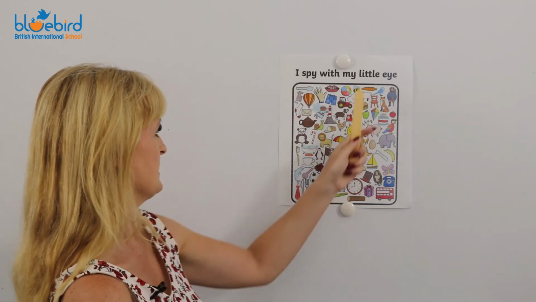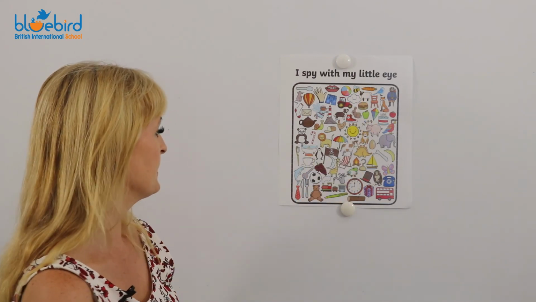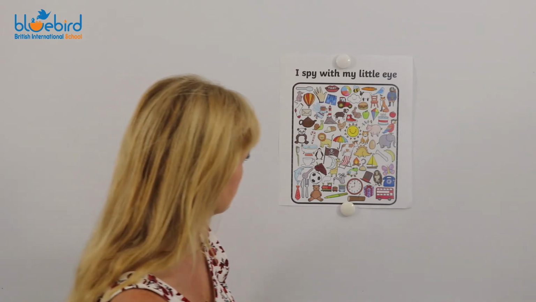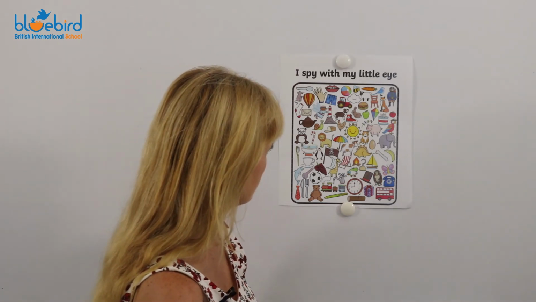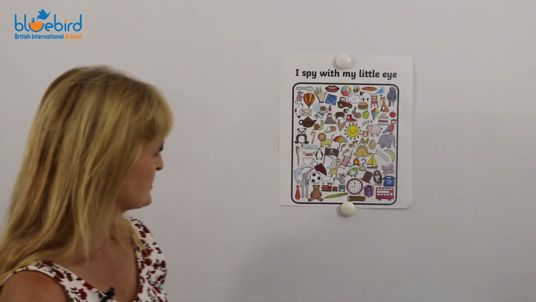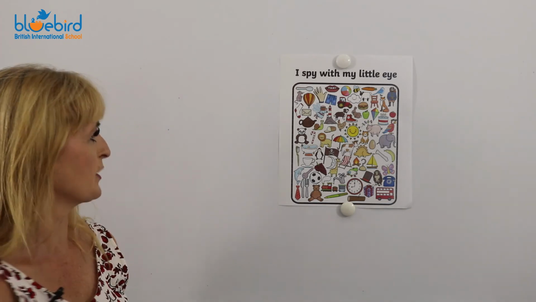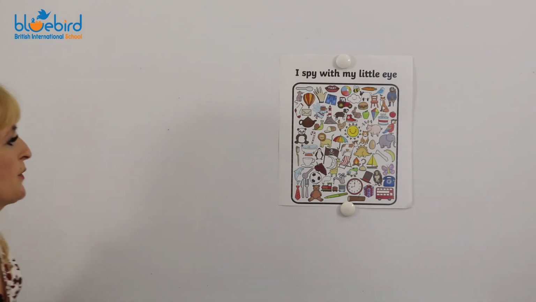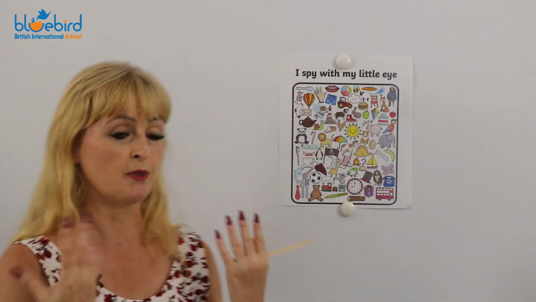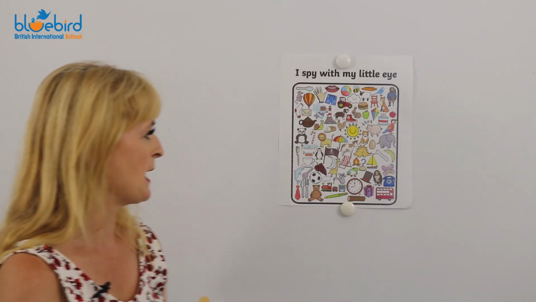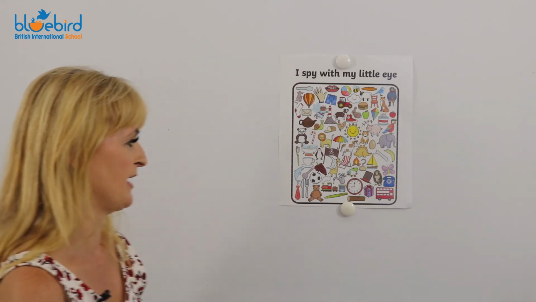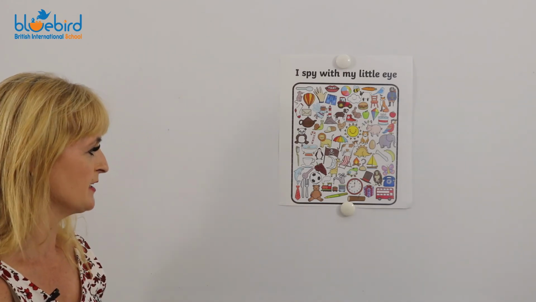Okay, so there's lots of other things beginning with ka. Like I can see carrot, cup. Let's see, can I see anything else beginning with ka? But there are lots of things beginning with ka. Okay, let's do a new one. Okay, I spy with my little eye something beginning with pa this time. Okay, pa. What can we see?